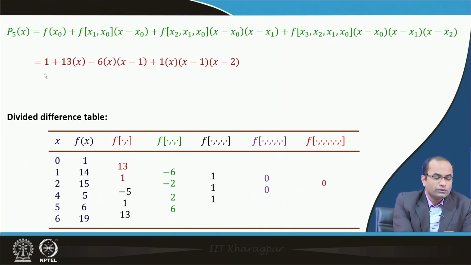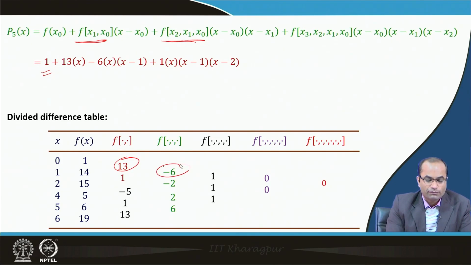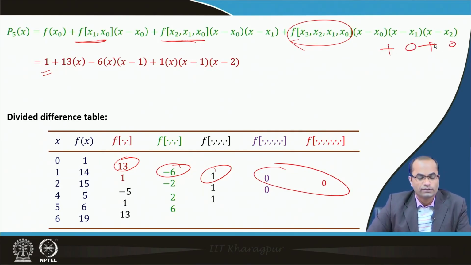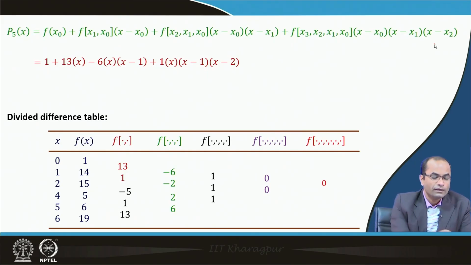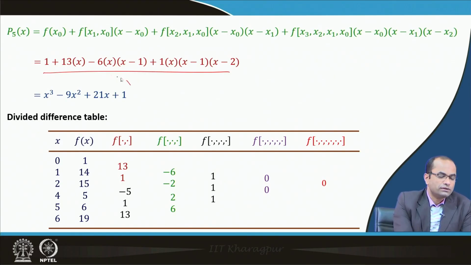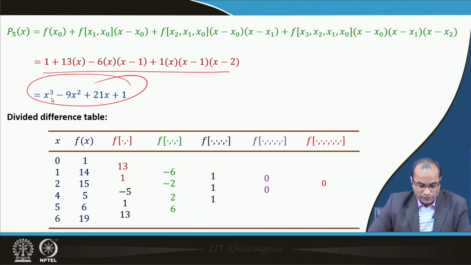So, here substituting all these values. This f x 1 x naught is 13, then we have these 3 points, so we have minus 6, when we have these 4 points, this is 1, and these are zeros. So, 2 more terms will come, but they will become 0, so we are not writing them. And now, it is much simpler to work with. So, we got this third degree polynomial.